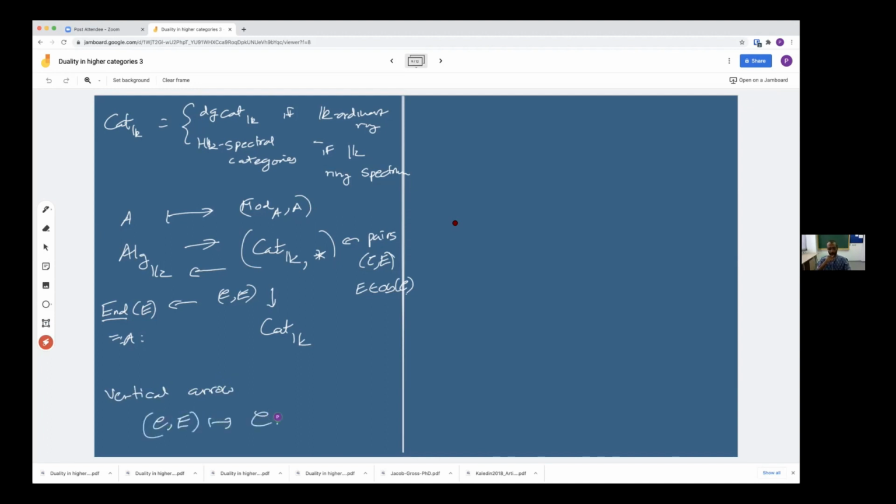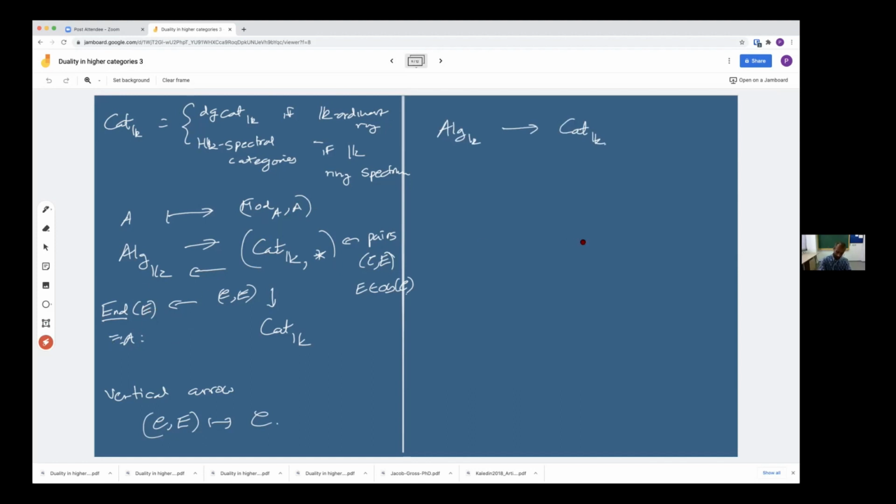Okay. So in the end, what do I get? I get a functor from alg k to cat k. And so I can view every algebra as a category. But also if I have a category with a chosen object, I get an algebra.